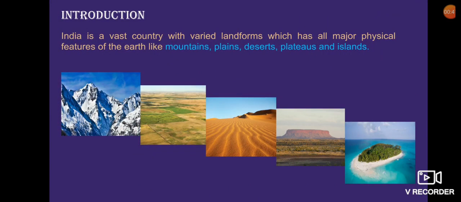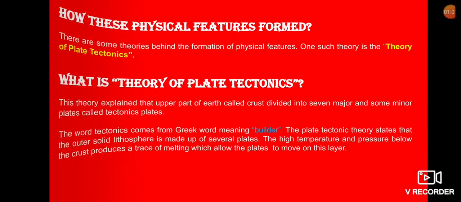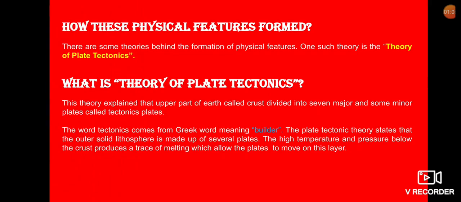India is a vast country with varied landforms which has all major physical features of the earth like mountains, plains, deserts, plateaus, and island groups. How are these physical features formed? There are some theories behind the formation of these physical features. One such theory is the theory of plate tectonics.